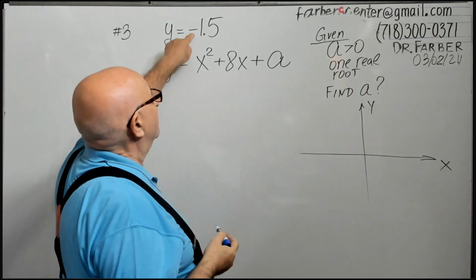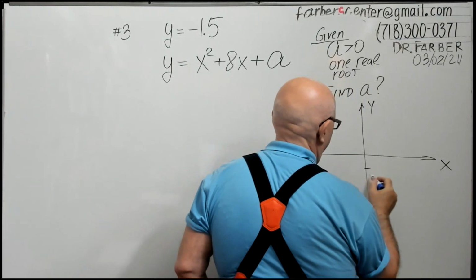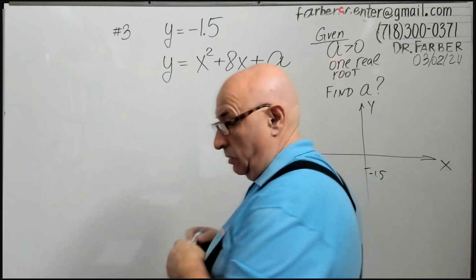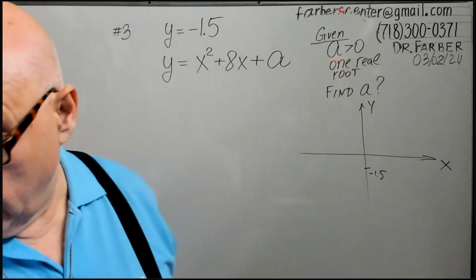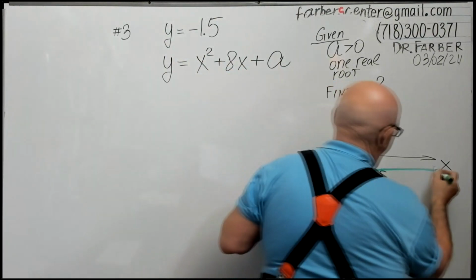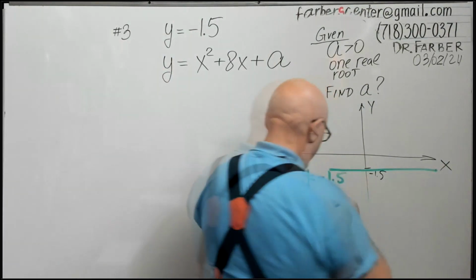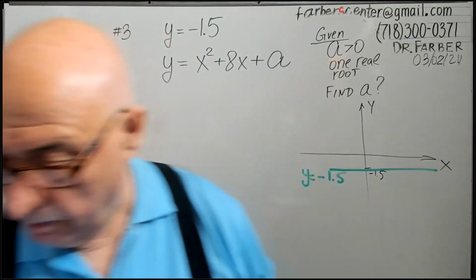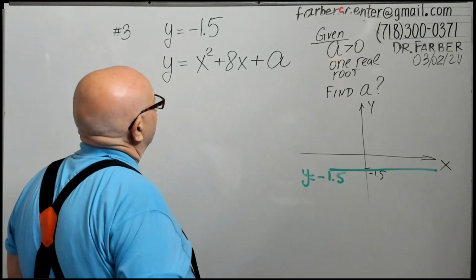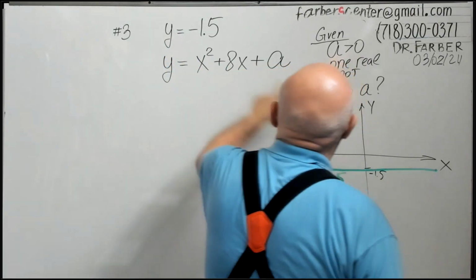y equals negative 1.5 is over there. Pretend this is negative 1.5. And this line, I take a different color, goes like this. And this is y equals negative 1.5. So far, so good. Now, since this is positive, we have a parabola.